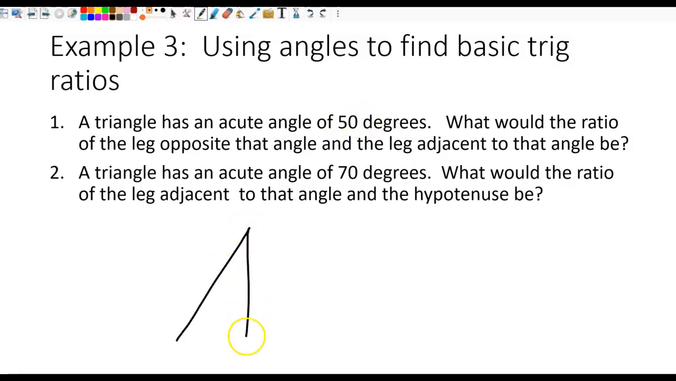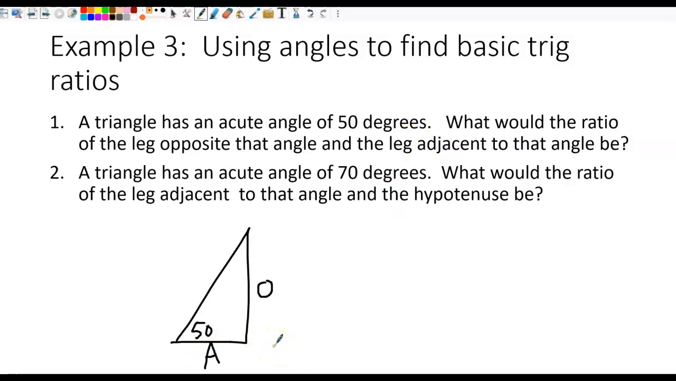Now, you don't have to draw this, but I'm going to. It helps me visualize it. I'm just going to put 50 right there. If you choose to put it on the top, that's fine. Your picture will look different than mine, but it doesn't matter. So I'm going to draw a triangle, and I'm going to put 50 where one of the acute angles is. And it's asking me, what would the ratio of the leg opposite that, which is over here, and the leg adjacent to that be?